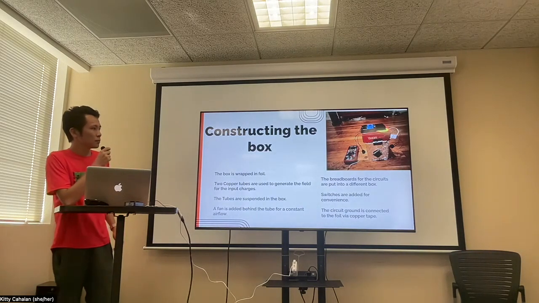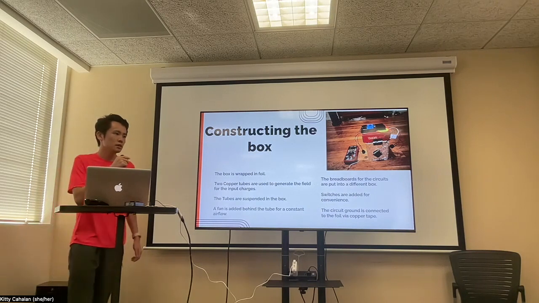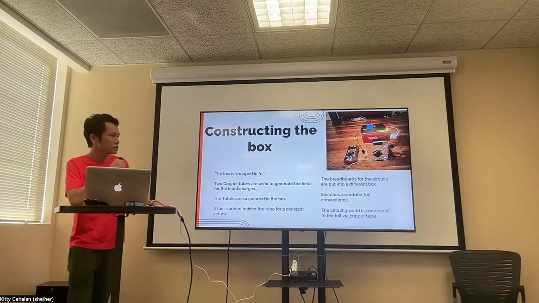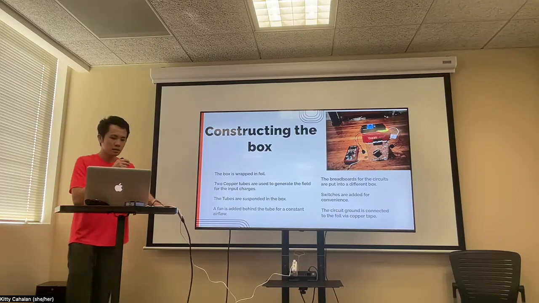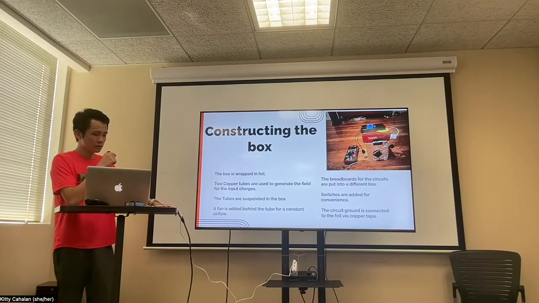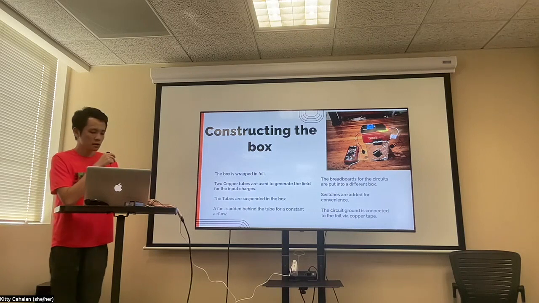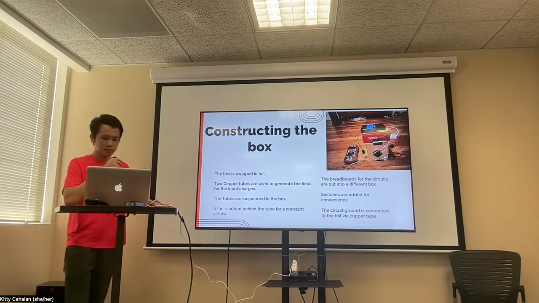So when we constructed our box, first we wrapped the box in foil to prevent outside radio noise. And we also had 2 copper tubes placed in between the boxes. This allows us to generate the field. The fan is then added to the back of the tube. This creates a constant airflow, allowing for the readings to be more constant and fluctuate less.